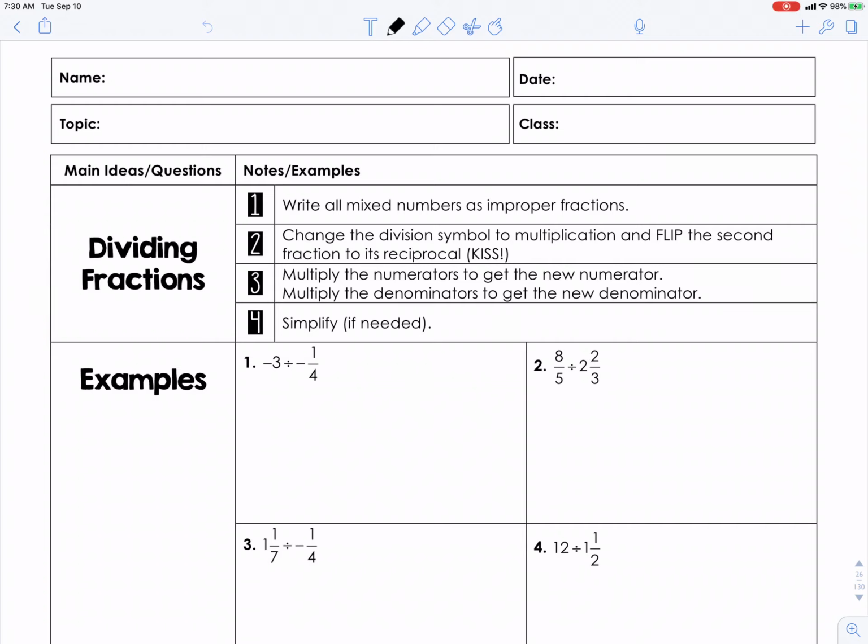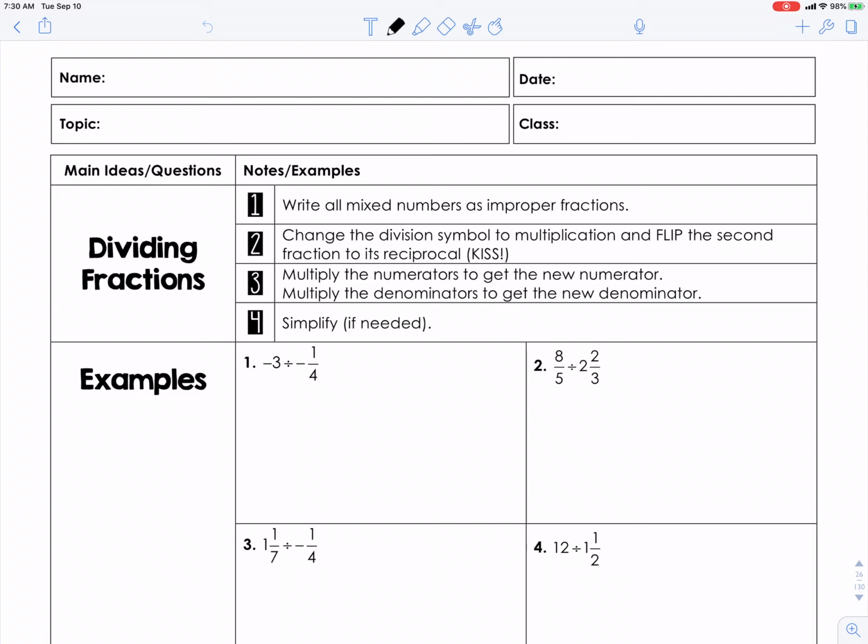Today's notes are dividing fractions. Dividing fractions is almost as simple as multiplying fractions, except there's one extra step you have to do prior to multiplying, because you will not multiply. You never actually divide fractions. You actually multiply. So please make sure you're following along.